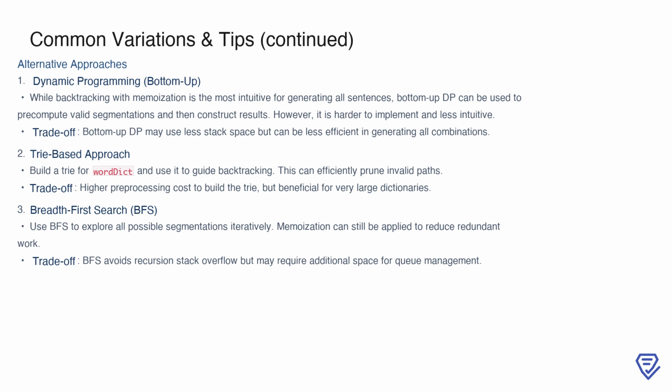Finally, breadth-first search, or BFS, can be used to iteratively explore all possible segmentations. With memoization, BFS can avoid redundant work, and since it doesn't rely on recursion, it eliminates the risk of stack overflow. However, BFS may require additional memory to manage the queue. Each of these approaches has its trade-offs, so the choice depends on the specific constraints and requirements of the problem.